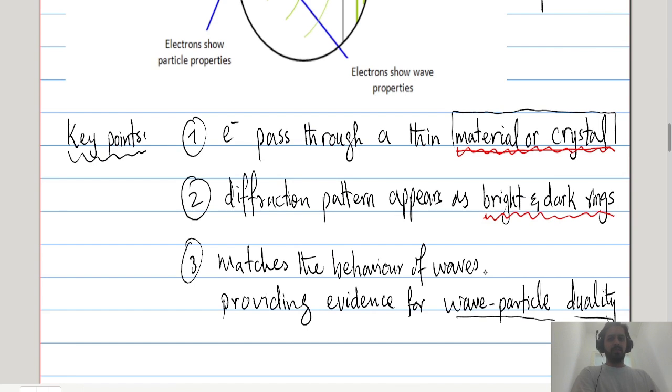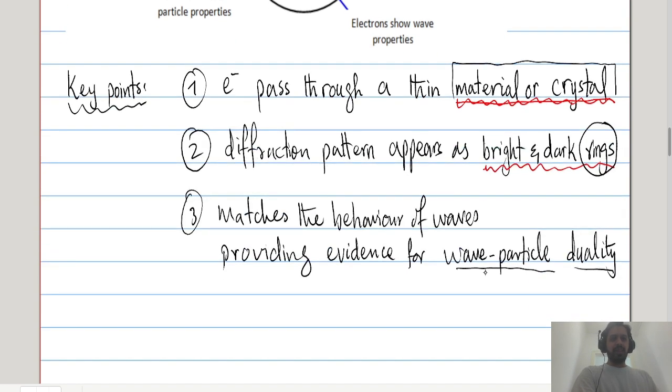So here I've also written the key points that you must include in your answer. First of all, electrons pass through a thin material or crystal, not through a double slit or diffraction grating. Second, the diffraction pattern appears as bright and dark rings, not as dark and bright lines or fringes or spots. And the third one, it matches the behavior of waves, providing evidence for wave-particle duality.